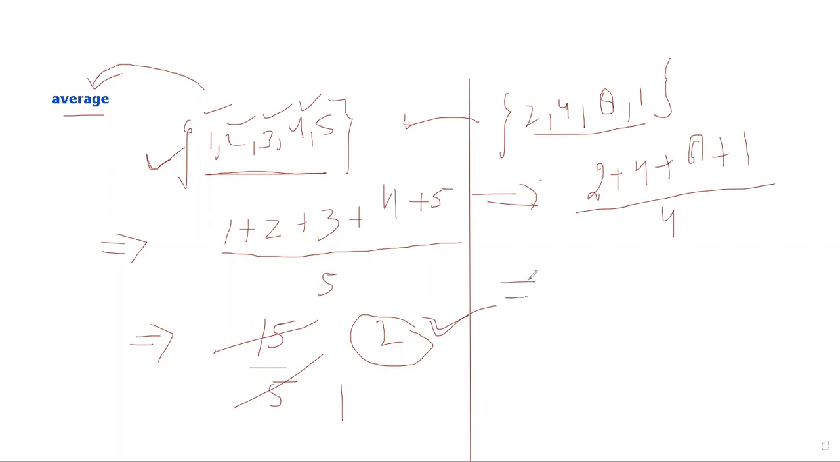So I got my answer as 2 plus 4 is 6, and I have here 8, that will be 14. 14 and 1 is 15. That will be 15 over 5. You will get the answer in decimal points. Clear? So this is simple.